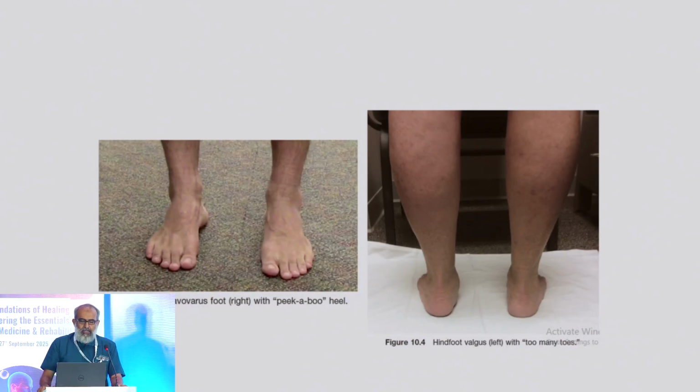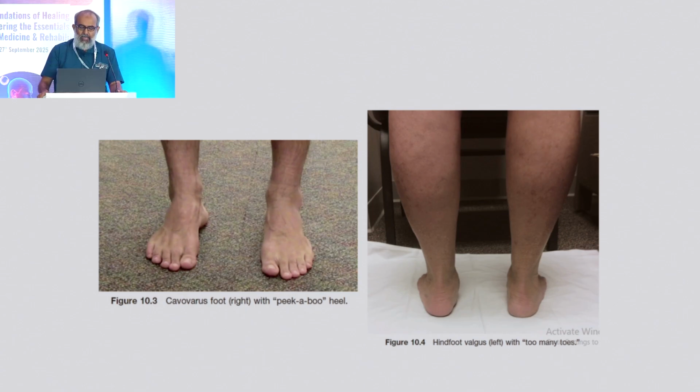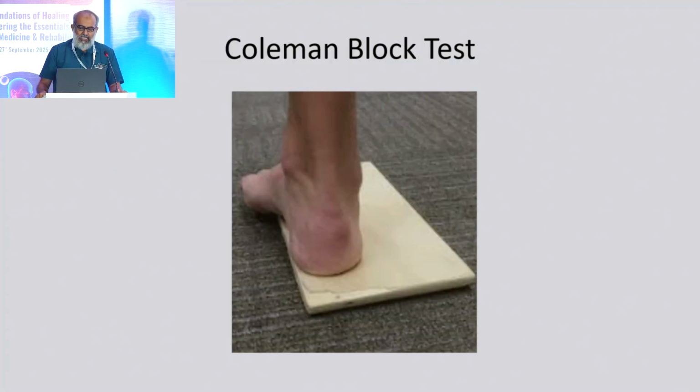Then again, look for signs. One is a high arched, slightly cavus foot on one side, and so you can see the heel. So that is the peekaboo sign. And on the other side, because of the valgus, you have the too many toes sign. So that will give you an idea about the hindfoot valgus, or whether there is a cavus. All these things you can find out by inspection itself.